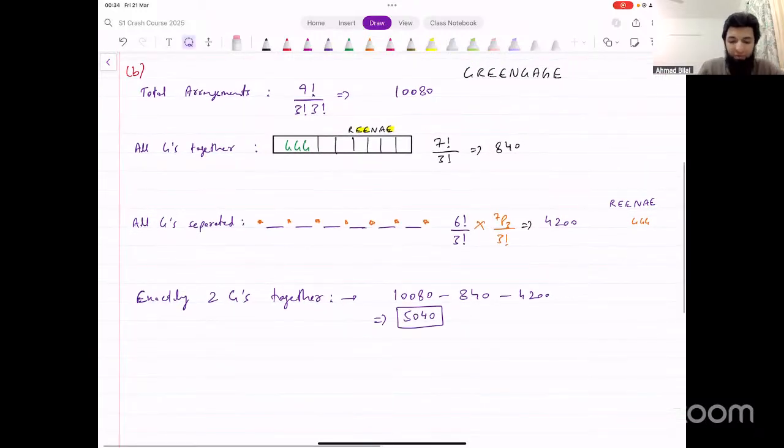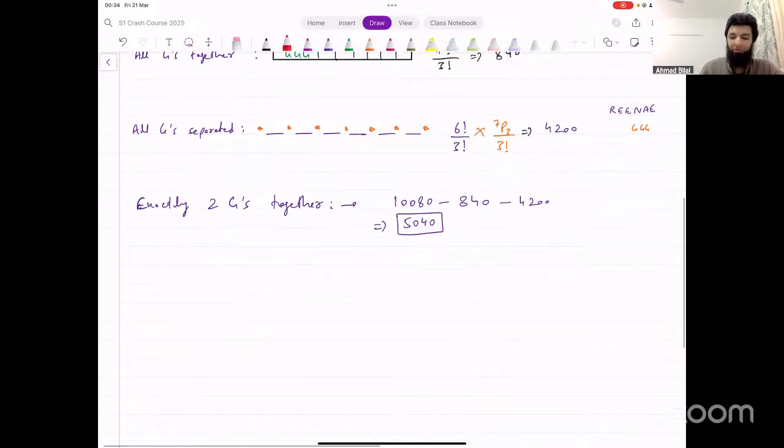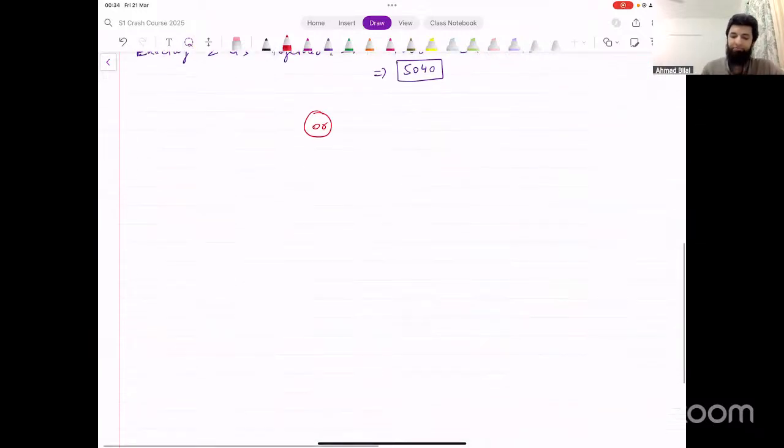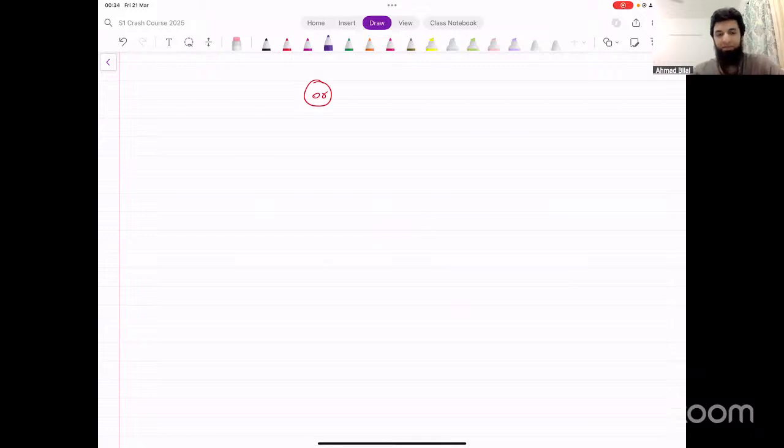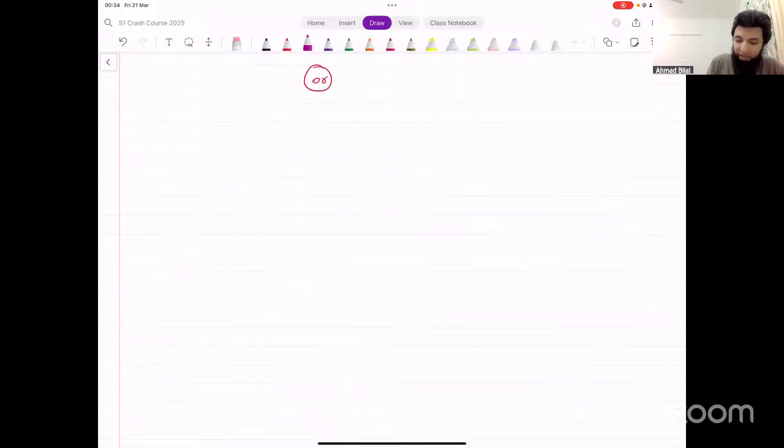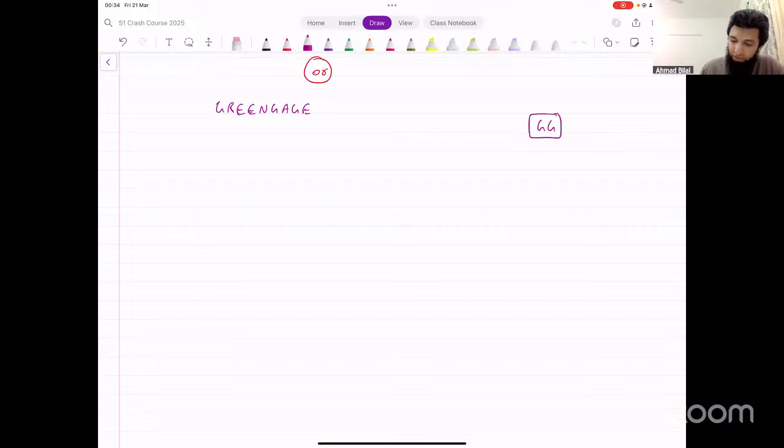A more efficient way of doing this would be that you say, we want exactly two G's together. And the letters that we have are G, R, E, E, N, G, A, G, E. These are the letters that we've got. We want exactly two G's together. And the third G should not be next to those two G's, right? One way to think about this is we say, let's put the two G's in one box and put the third G in another box.